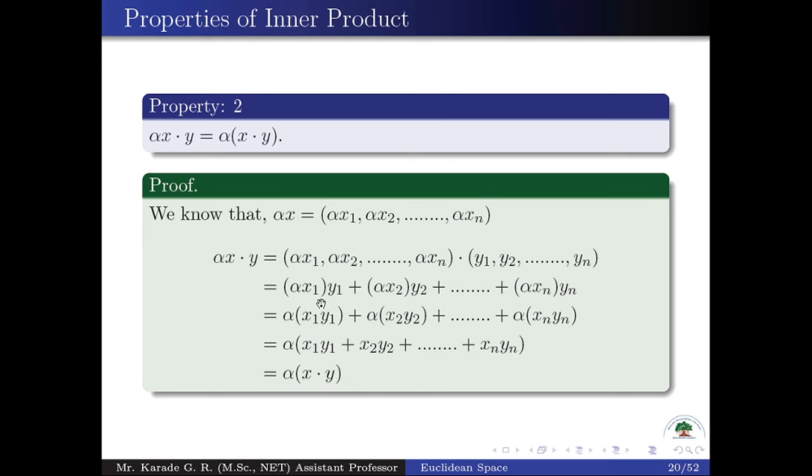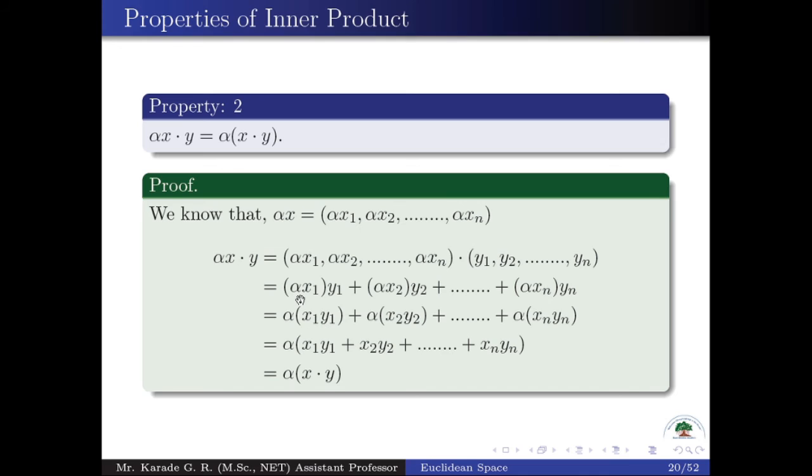But we know that alpha, the xi's and yi's are all real numbers. Therefore their product alpha into xi into yi is associative. So instead of writing alpha x1 into y1, we can write alpha into x1 y1. We can just change this bracket: instead of taking the bracket to alpha x1, we can take the bracket to x1 y1.